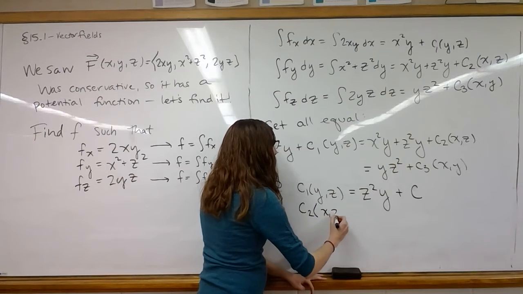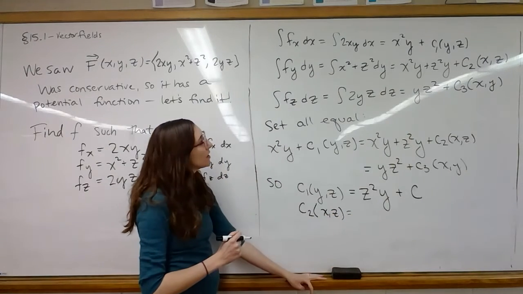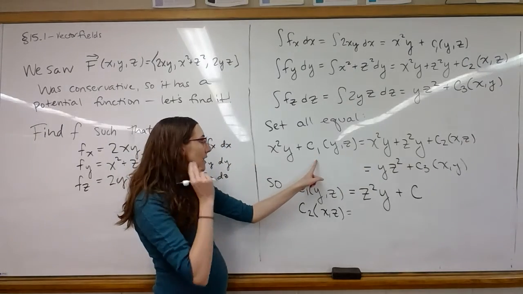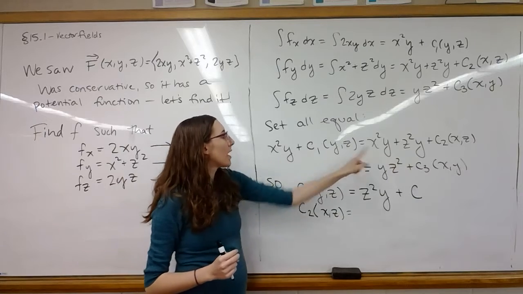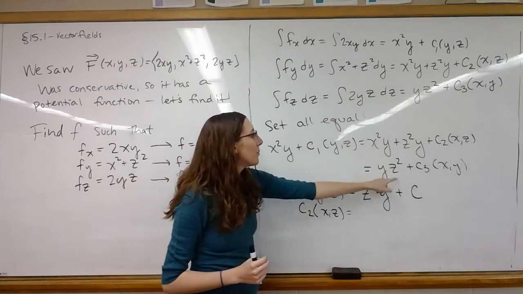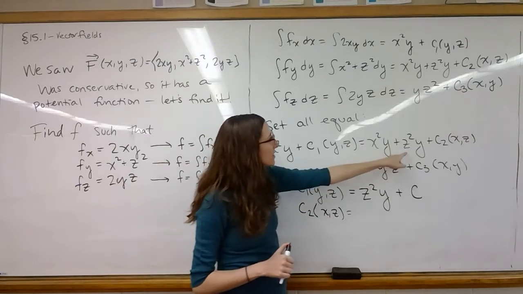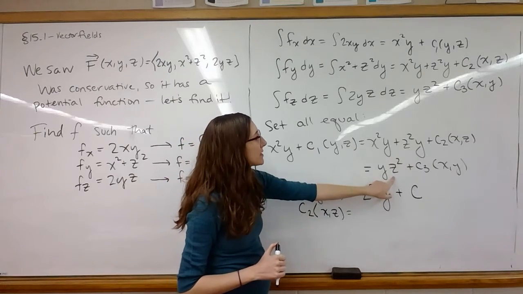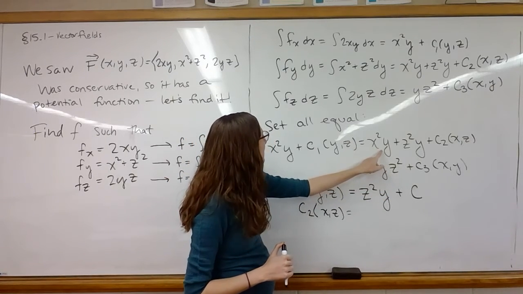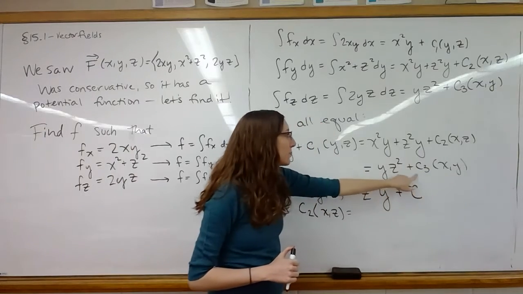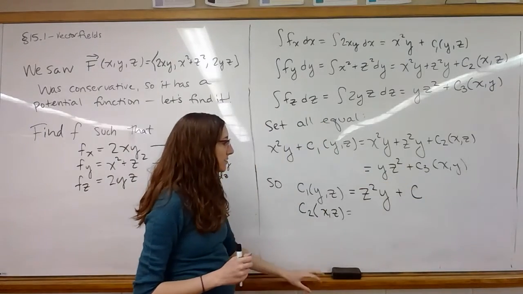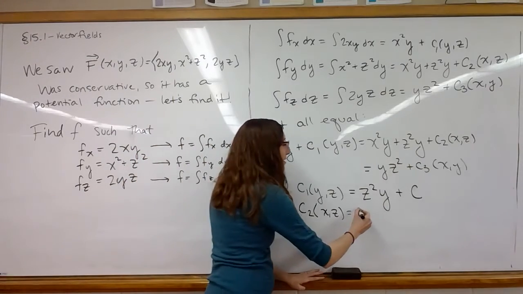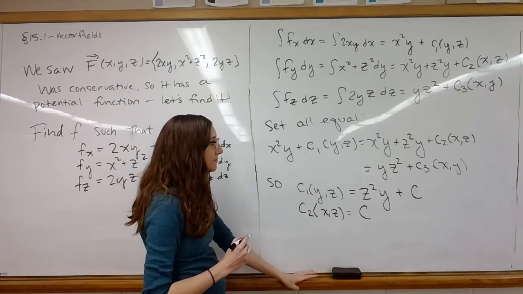c2 of xz, well, for c2 with the first one, it's not missing anything. It's already got this x squared y term in there. And it's also not missing anything in the second one. Notice there's the z squared y, the same as this guy. Now notice this one has an extra piece that's not down here, but that's likely just a part of this because it's in terms of x's and y's. So c2 of xz is probably strictly just a constant.